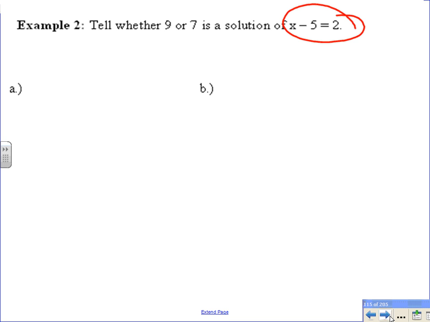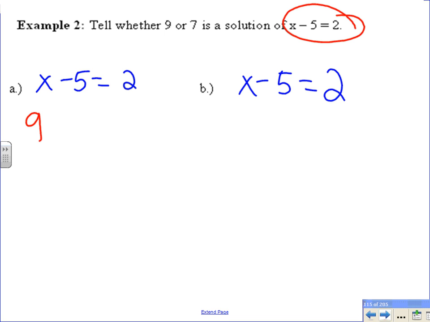Okay, example 2. We need to tell whether 9 or 7 is a solution of x minus 5 equals 2. So the very first thing I want you guys to do is rewrite the equation for both of them. X minus 5 equals 2. And I want to teach you something kind of different here as we talk about this. So still an introduction to equations, bless you. We need to decide whether 9 or 7 is a solution of that equation. So let's plug in 9. So is 9 minus 5 2? No, I hope you guys are saying no.